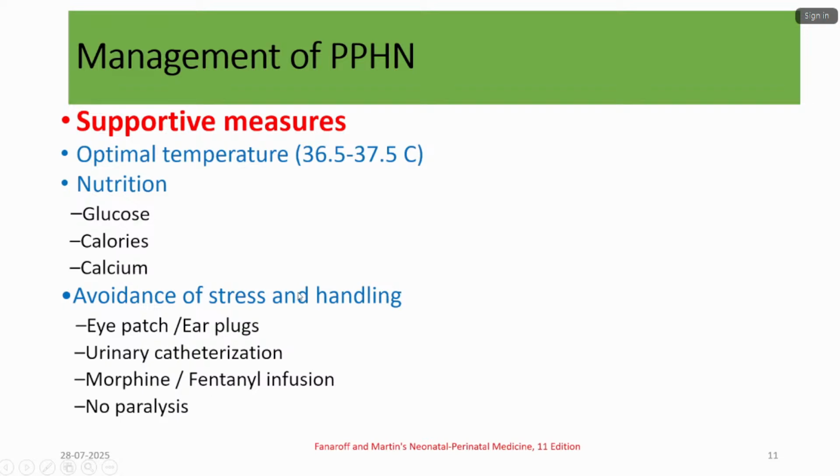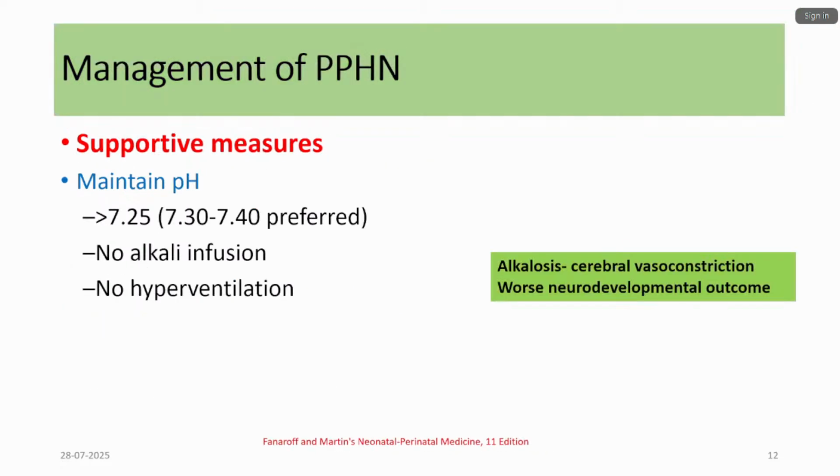Avoidance of stress and handling in the child, like eye patch, ear plug, urinary catheterization, morphine, fentanyl infusion, and no paralysis should be given. Then in supportive measures, we should maintain pH more than 7.25. Preferable range is 7.3 to 7.4, and no alkali infusion and no hyperventilation is preferred. Alkalosis causes cerebral vasoconstriction that worsens the neurodevelopmental outcome.